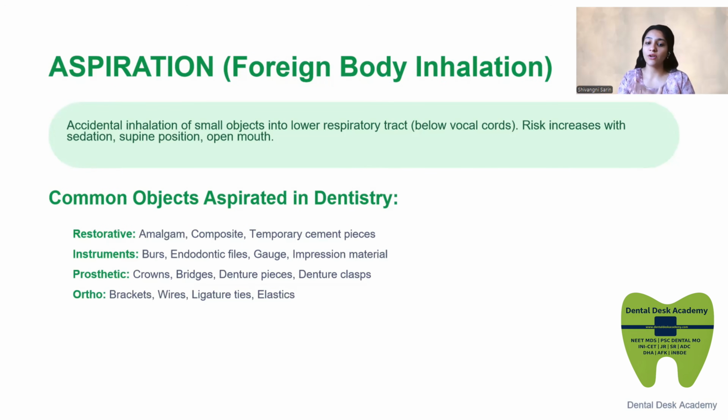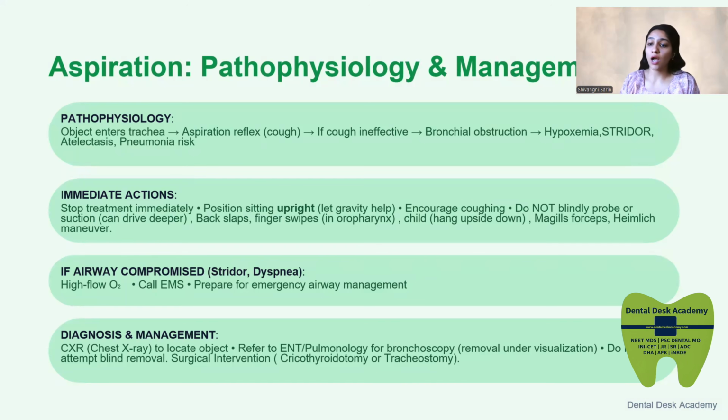Now, aspiration is generally the inhalation of a small object into the lower respiratory tract. This risk especially increases when the patient is supine, or sedated, or has an open mouth. Also, one thing you should know is that the risk of foreign body aspiration is more in the right lung than in the left lung, because your right main bronchus has a shorter, wider course. It is also more vertical, whereas your left bronchus has a longer, oblique, more horizontal course. So the risk of FBO, foreign body obstruction, is more in the right bronchus. Just for your knowledge.